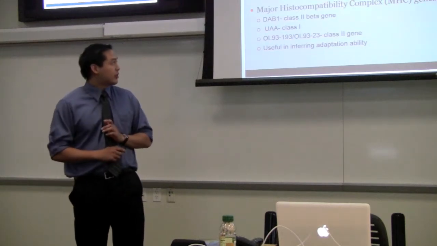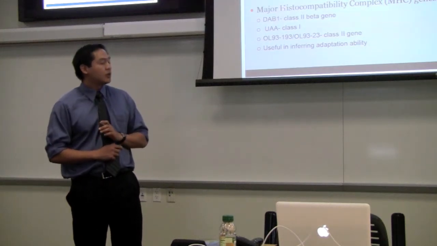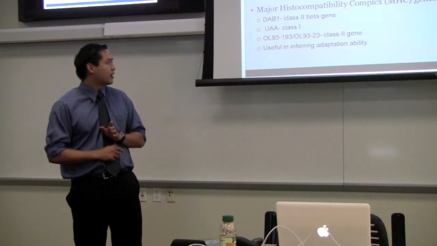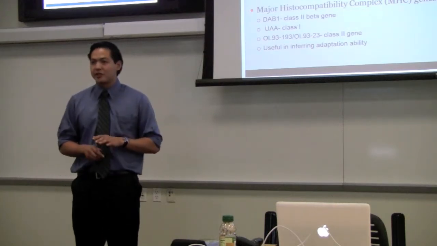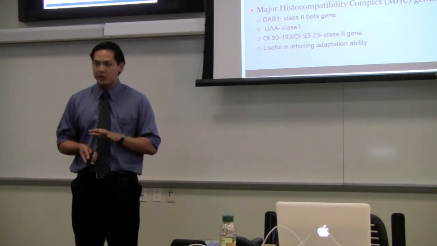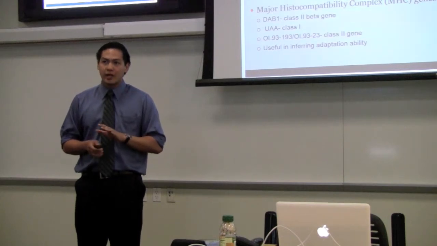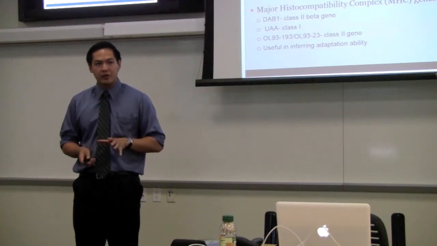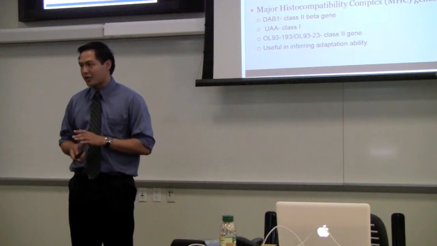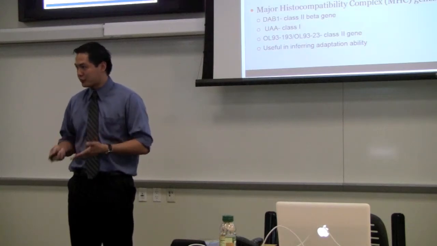And for the major histocompatibility complex, we have DAB1, UAA, and OL93. And these are just different genes of the MHC. And what we can look at with MHC is if there's any variability going on, we can see how well they can adapt and how well they will do in the future.